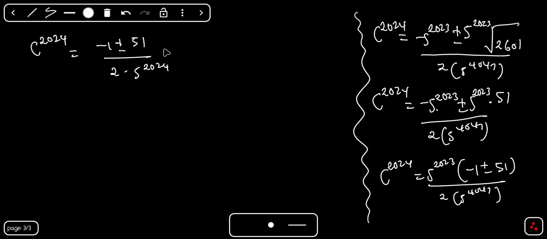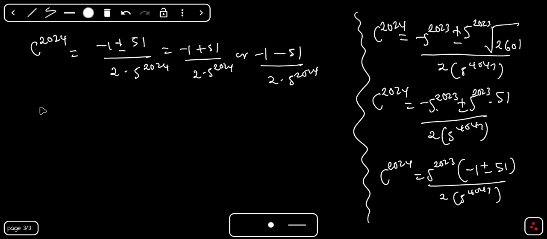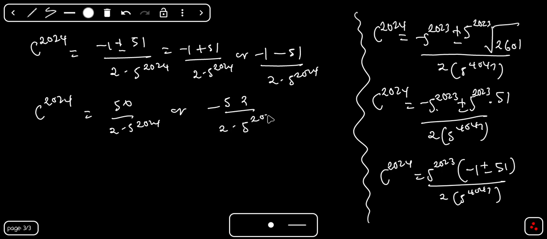Okay, so this means (-1 + 51)/2 multiplied by 5 raised to the power of 2024, or (-1 - 51)/2 multiplied by 5 raised to the power of 2024. So we're going to have c^2024 = (50/2) multiplied by 5^2024, or c^2024 = (-52/2) multiplied by 5^2024.